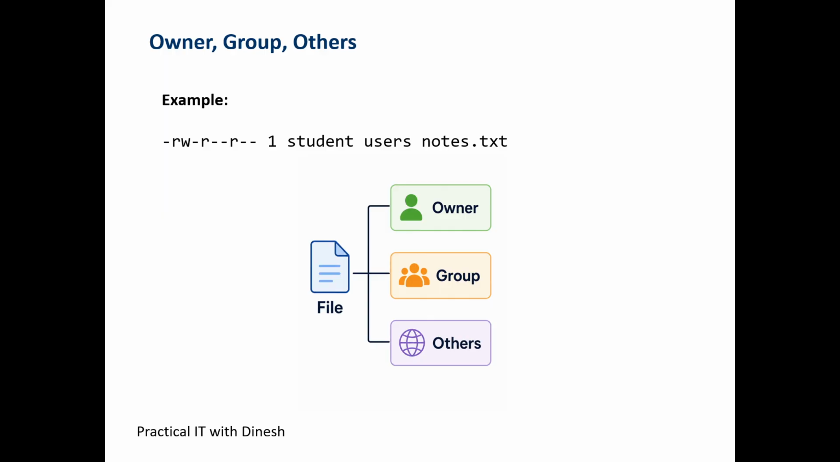Linux permissions are assigned to three categories of users. Owner, usually the person who created the file. Group is a collection of users who share similar access. And others are everyone else on the system. For example, if I create a file notes.txt, I will become the owner of that file.